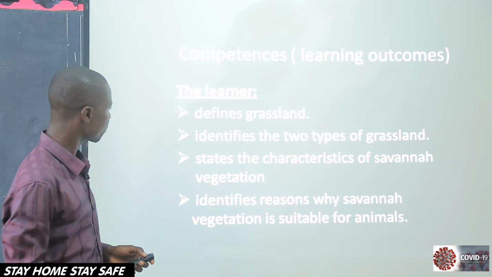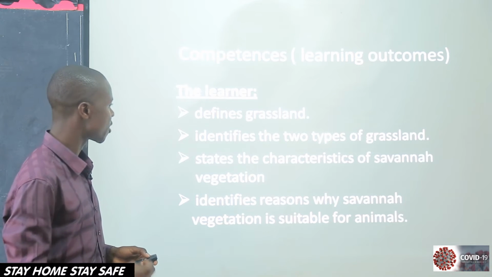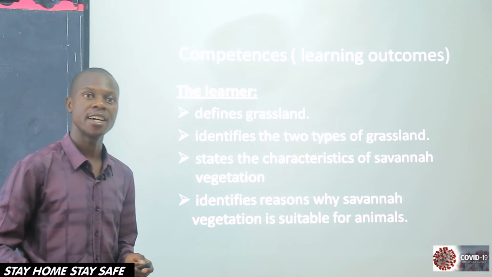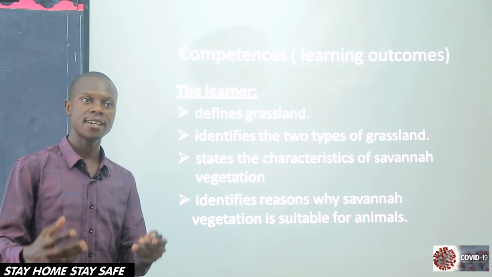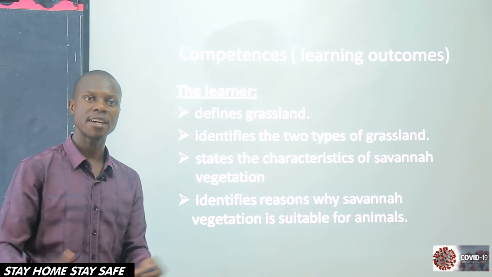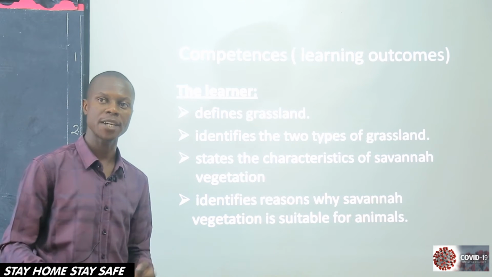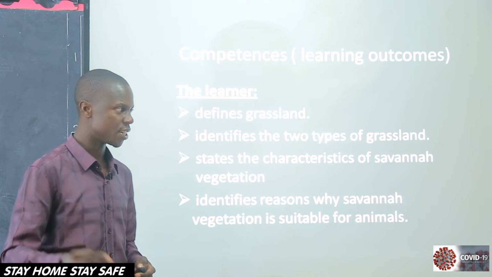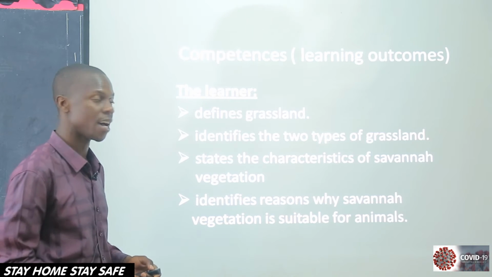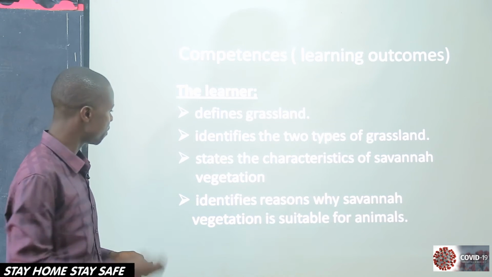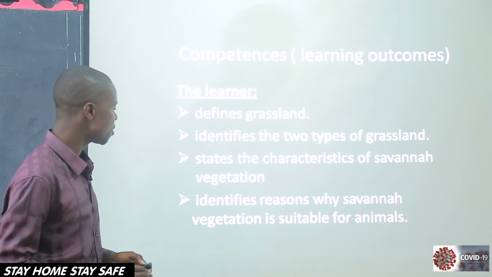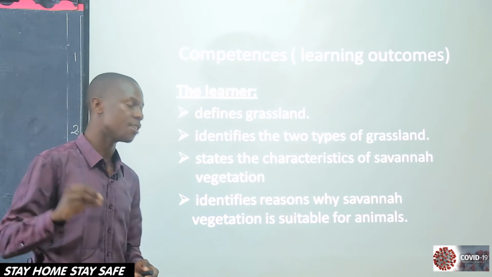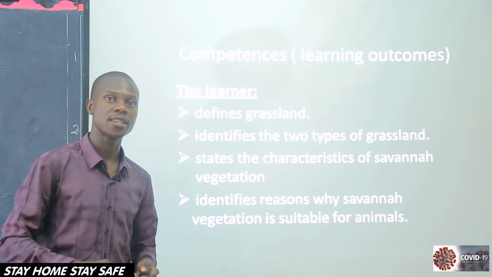Then three, I expect you to state the characteristics of savanna vegetation. In other words, how can somebody identify that this type of vegetation is savanna? What are those things that can show a person that this is savanna vegetation? Those are the ones we are referring to as characteristics of savanna vegetation. Then four, I also expect you to identify reasons why savanna vegetation is suitable for animals.